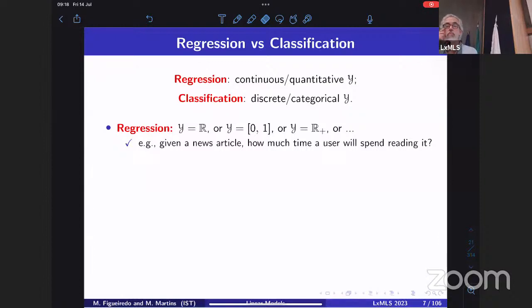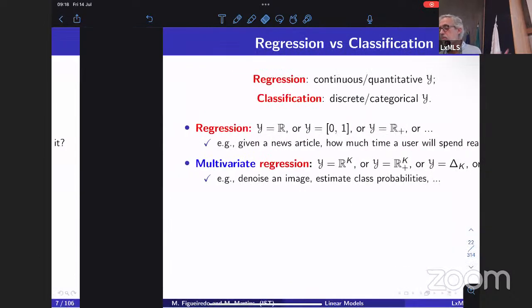So if you open a site like Medium, for example, you have a little number up there that is an estimate of how long it takes to read the article, so that if it's too long, you just forget about it and look for another shorter article. So that's an example of a regression problem. Given some object, try to predict a number.